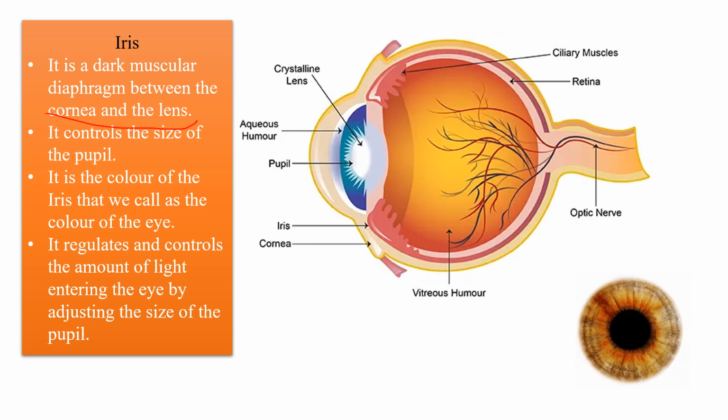It regulates and controls the amount of light entering the eye by adjusting the size of the pupil. This is a very important point. Students note, it regulates and controls the amount of light entering the eye by adjusting the size of the pupil.